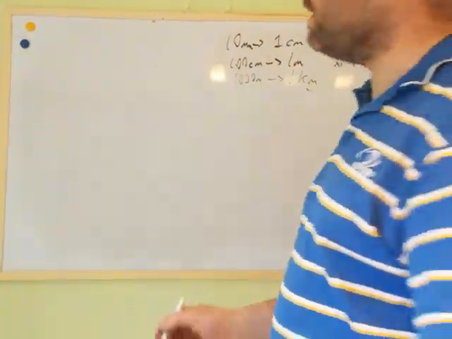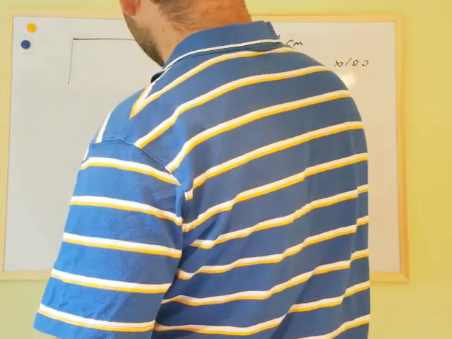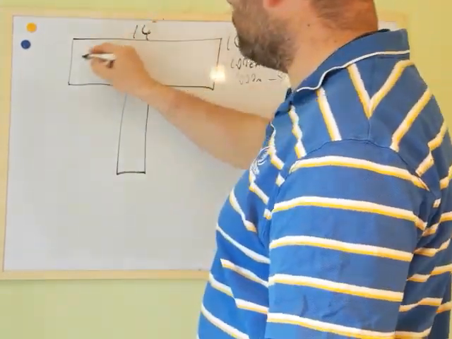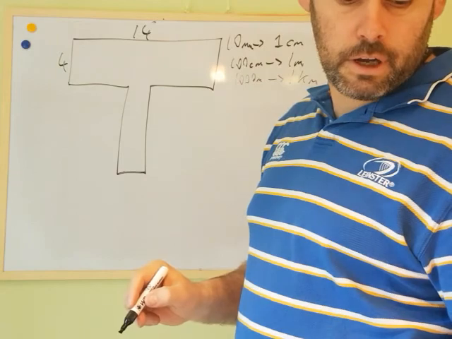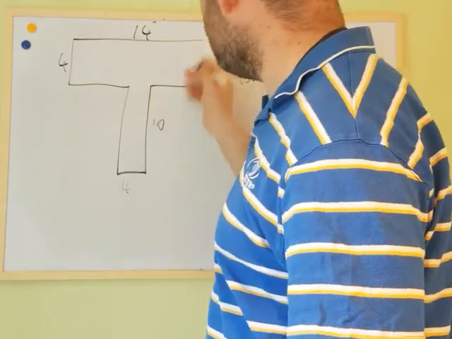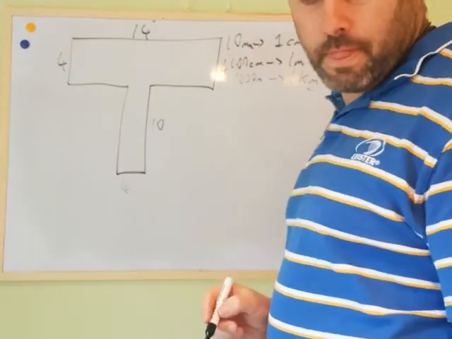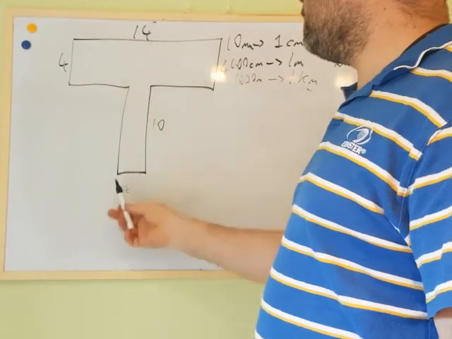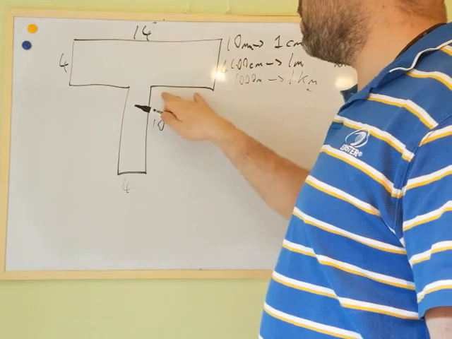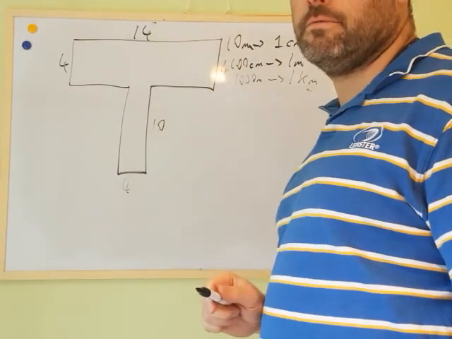Okay, so next one. This top line here is 14, this one on the left here is 4, this one here is 4, and this one here is 10. These are all, of course, in centimeters. So if that's 4, then that has to be 4. Okay, folks? If this is 4, and from here to here is 14, well then that plus that must be 14 minus 4, which is 10.